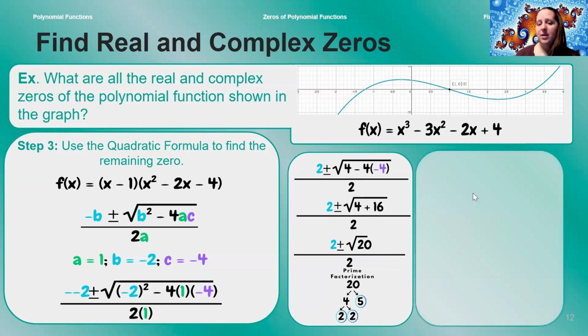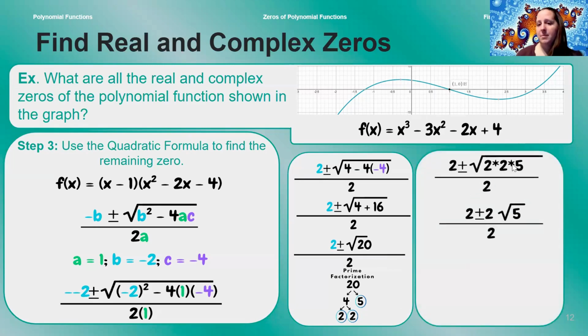So I will have 2 plus or minus the square root of 2 times 2 times 5. Remember, I can take that set of 2's out. So I'll get 2 plus or minus 2 times the square root of 5, divided by 2. The square root of 5 is approximately 2.236. Okay. So I can substitute that value in.